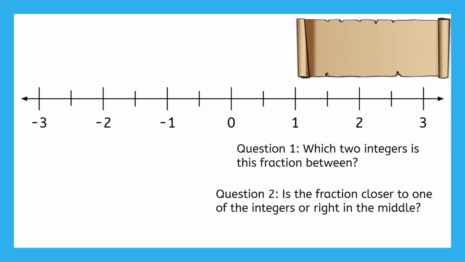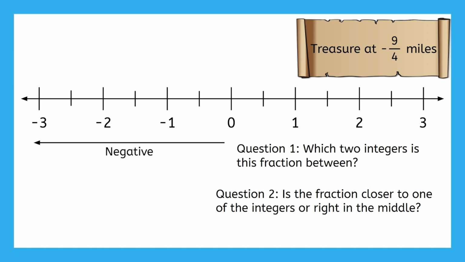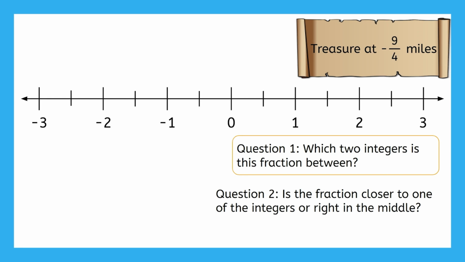Because the treasure is behind us, the 9/4 is negative. And because it's negative, we'll plot it to the left of the 0. Now, which two integers is our treasure between? To figure this out, it might be helpful to convert the improper fraction to a mixed number or a decimal. So let's start with that.